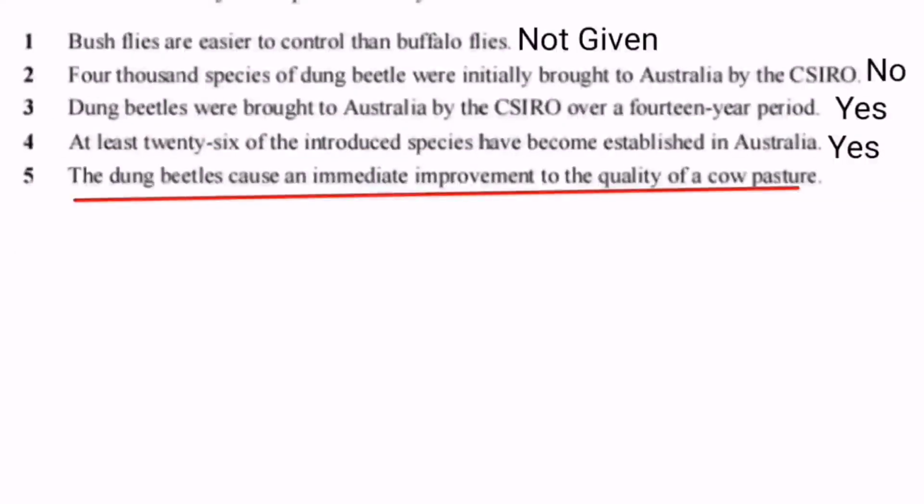Question number 5. The dung beetles cause an immediate improvement to the quality of a cow pasture. By cow pasture, we mean the place where cows used to graze. It means that the dung beetles can improve the quality of cow pasture at once or immediately. So dung beetles, immediate improvement, and cow pasture are the keywords. And our answer will be in the passage where we will read about the cow pastures.